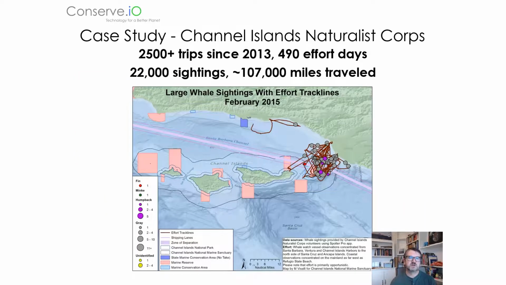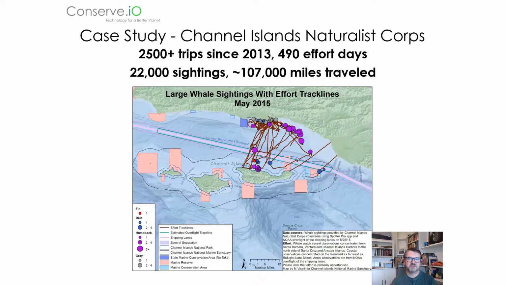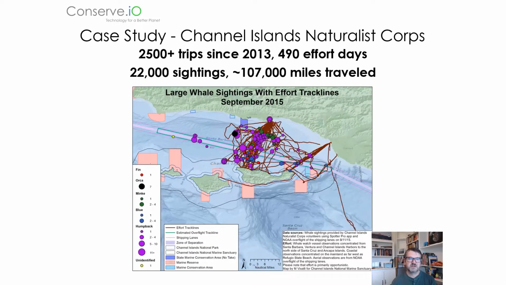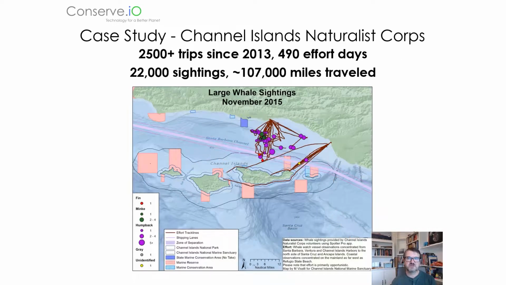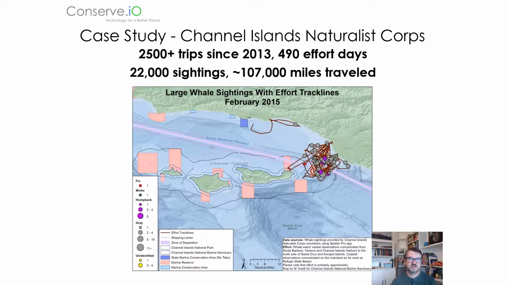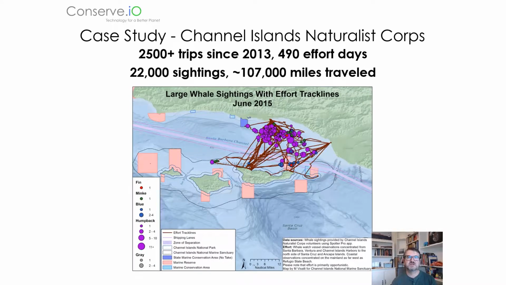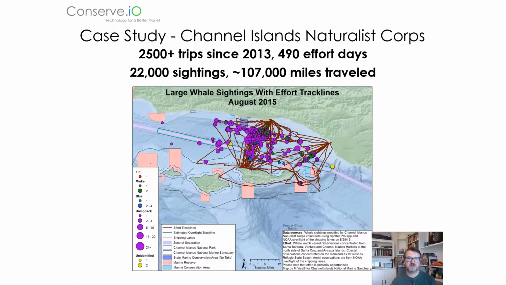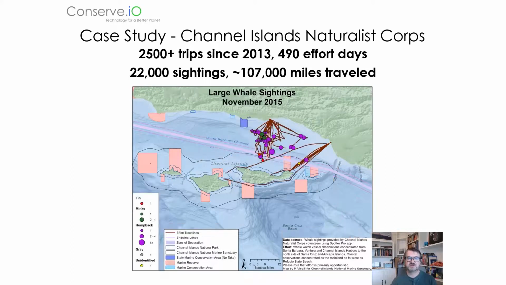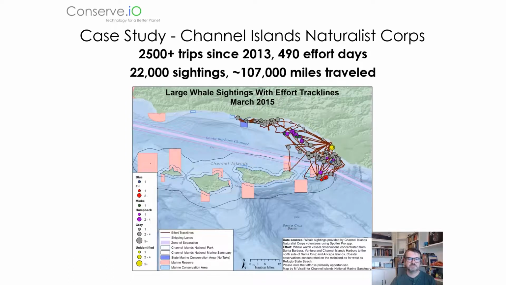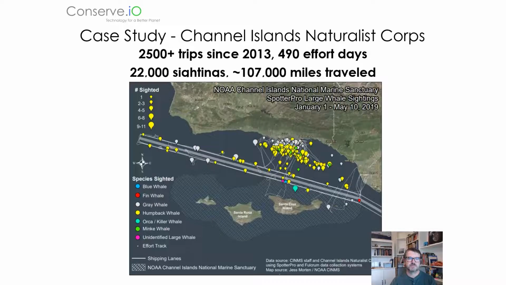Spotter Pro is also the primary application used by the U.S. Channel Islands Sanctuary Naturalist Corps for marine mammal observation. Since 2013, they've conducted over 2,500 trips and 940 effort days. In that time, they've traveled over 100,000 miles collecting data using the Spotter app. Here are track and observation maps for 2015 by month. Here's a more recent map of their data collections in 2019, pre-COVID.